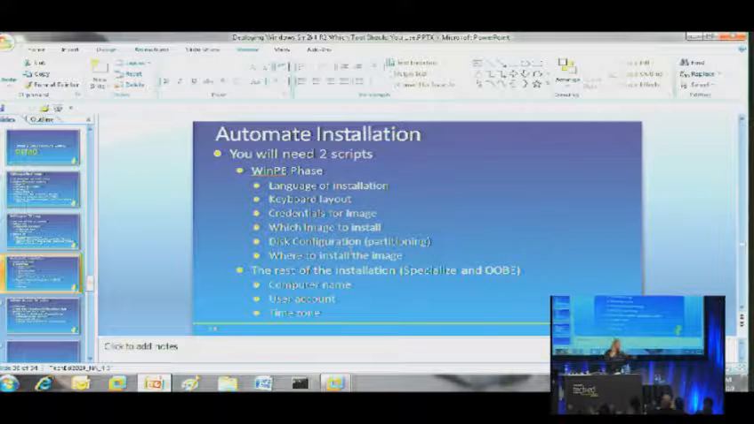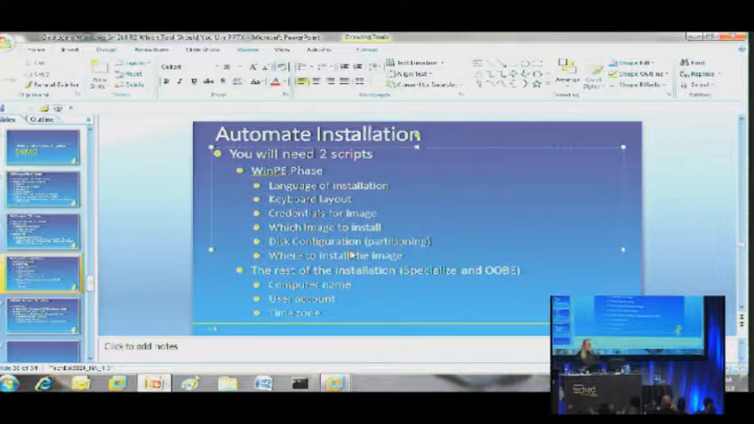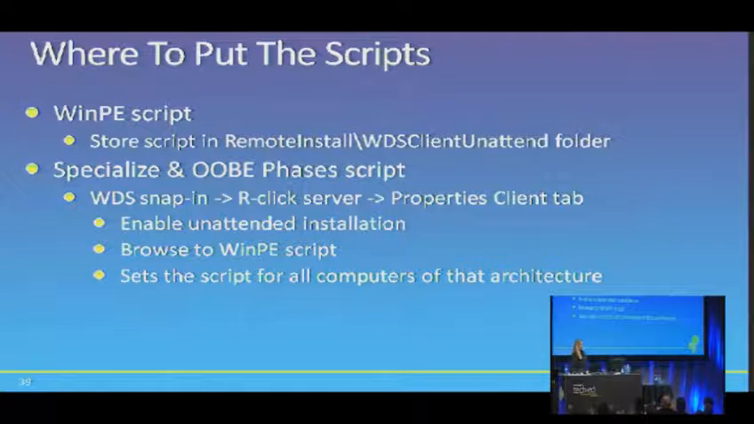That's that very last reboot where you come up and you have to tell it what the computer name is, what your time zone is going to be. So you're going to have 2 different scripts. And then you have to put them in 2 different places. On your WDS server, that WinPE script that carves out partitions for you, you have to put that in your remote install folder, WDSClientUnattend.